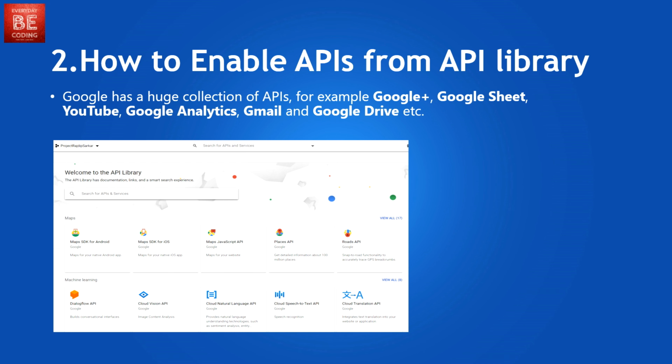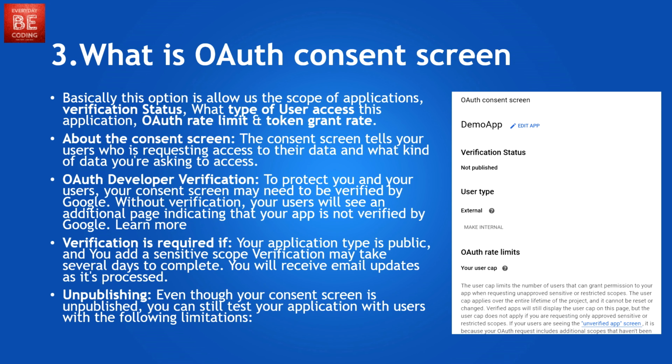So how to use those APIs? You need to create an OAuth consent screen. So what is the OAuth consent screen? Basically, this option allows us to define the scope of the application. If you have created a particular application and this application must access Google resources, suppose I have an application based on the Google Drive API, my application needs a specific type of permission. What type of user can access my application? Those types of information are configured in this particular section. In this case, what type of user accesses this application, OAuth rate limit, token grant limit.